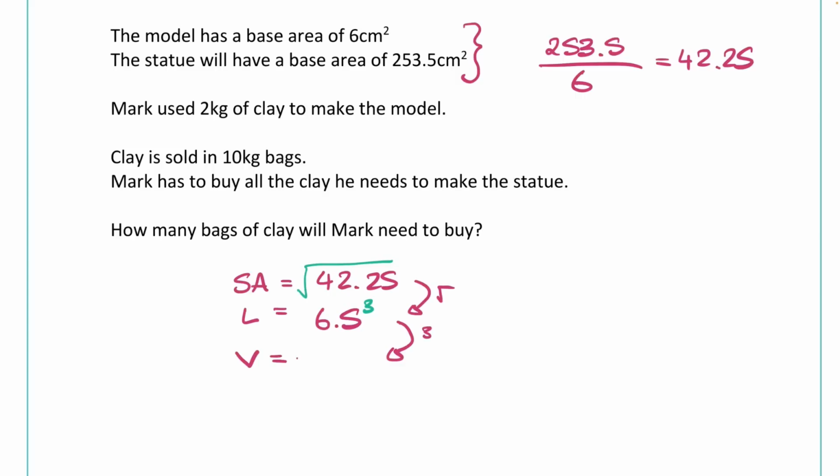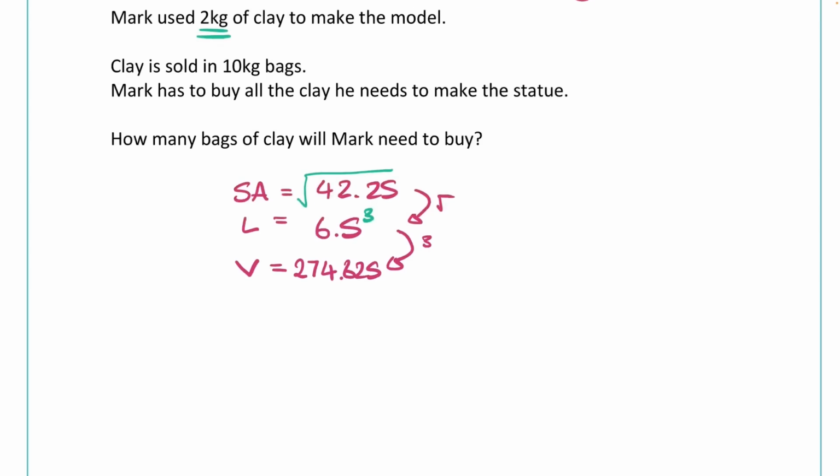274.625. So the volume scale factor is 274.625, meaning that the actual statue that's getting built here is going to be 274.625 times bigger in terms of its volume. It said Mark used 2 kilograms of clay to make the model, so we're going to need 274.625 times that. So 2 times the volume scale factor, 274.625, gives us the clay for the real statue, which comes out as 549.25.